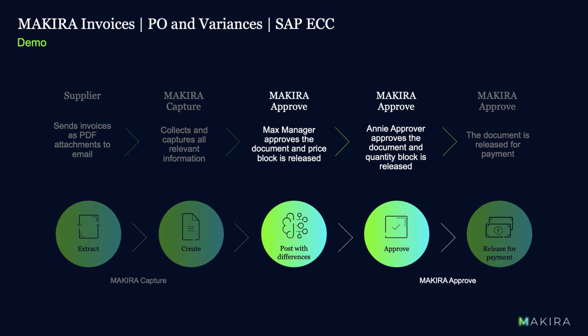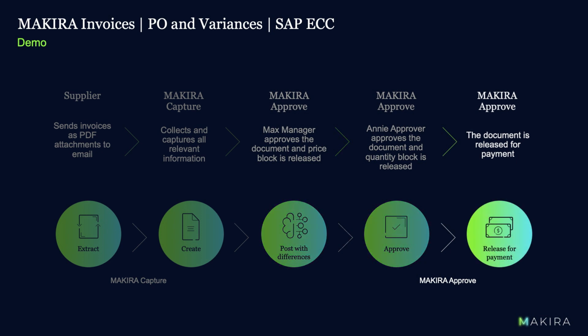There is one item with a price difference and another item with a quantity difference. The price difference is approved by the cost responsible user, and the quantity difference is approved by the user who created the purchase order. After that, the document is released for payment, and that's it.